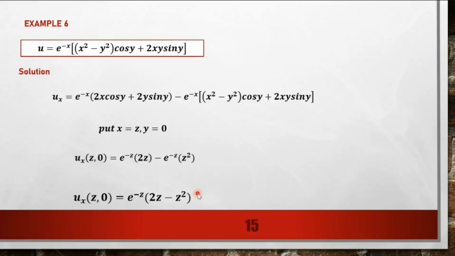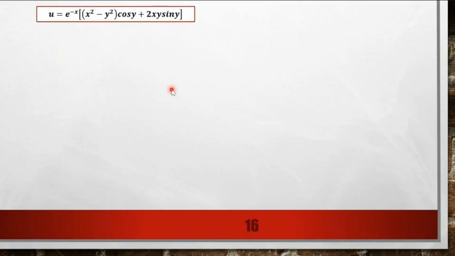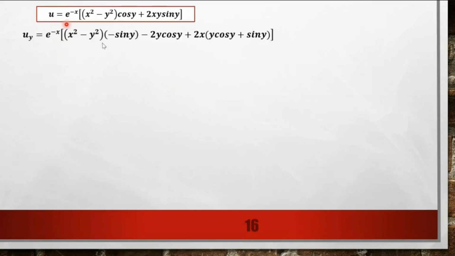Next, calculate uy. When we calculate uy, we have only the bracket term because e raised to minus x is constant. So differentiate only the bracket term with respect to y. This is a u function, so what will uy be? e raised to minus x as it is.